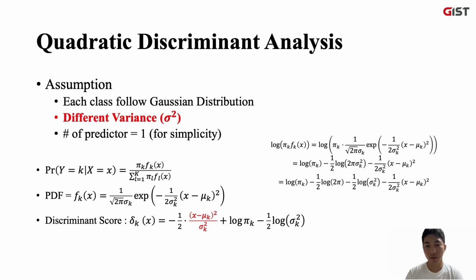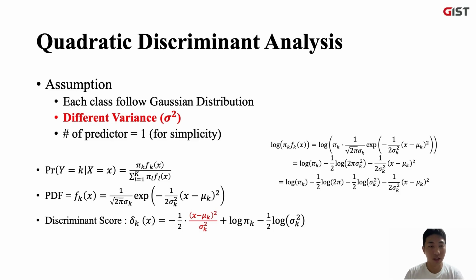In QDA, the only term that is truly independent of the class k is log 2 pi, because the variance sigma k squared is now different for each class. The log sigma k squared term and the coefficient minus 2 sigma k squared are all class dependent. This means we cannot drop these terms. By removing only the true common constant, we are left with the final discriminant score for QDA as shown on the slide.